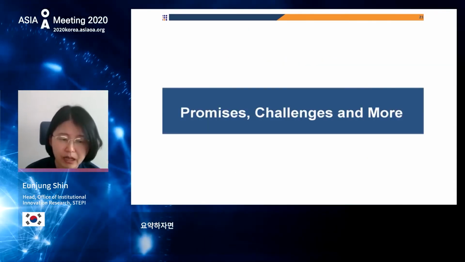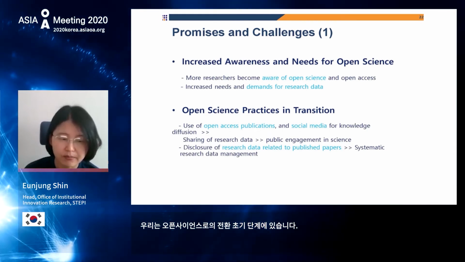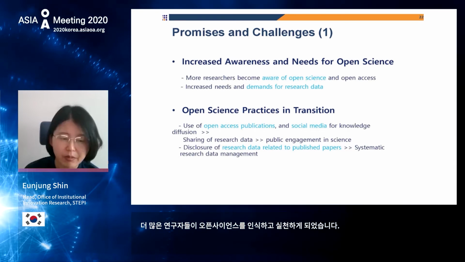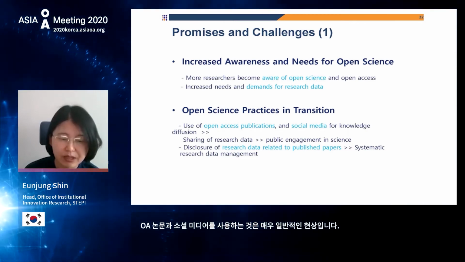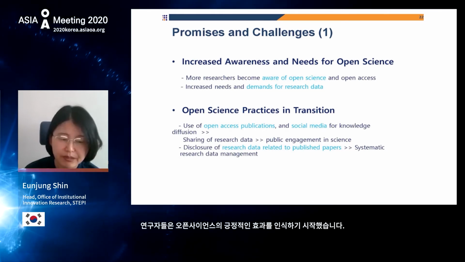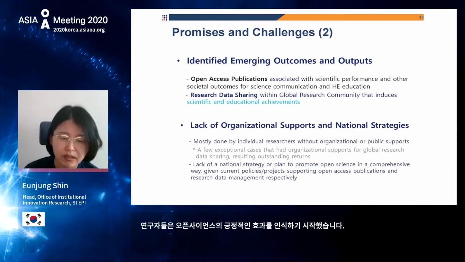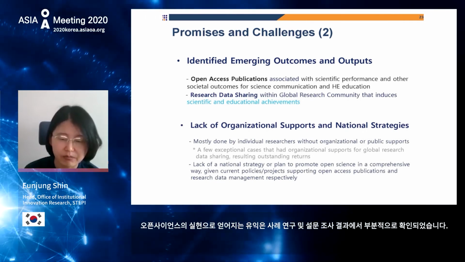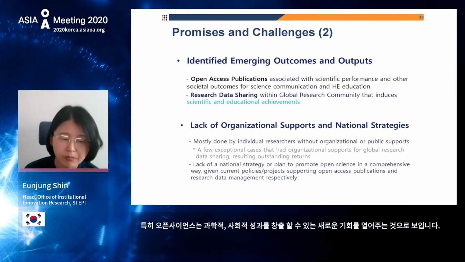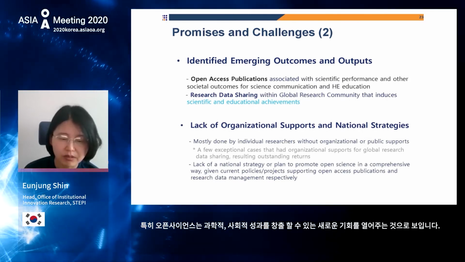To sum up, I would say we are in the early stage of transition to open science. More researchers become aware of open science and practice it. Using open access papers and social media is quite commonplace. Researchers begin to acknowledge the positive effects of open science. Realized benefits of open science are also partially identified in some case studies. In particular, open science appears to open up new opportunities for researchers to generate scientific and societal outcomes.